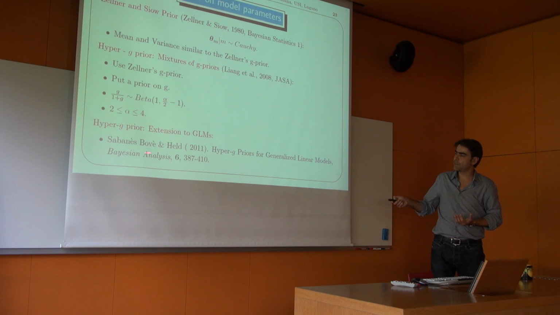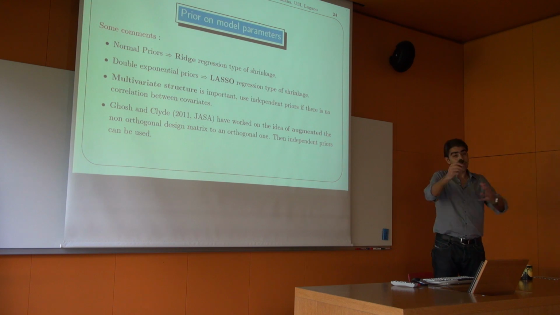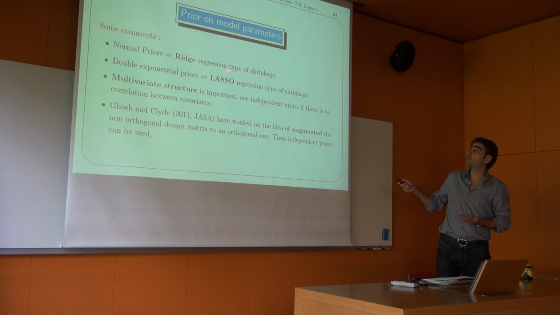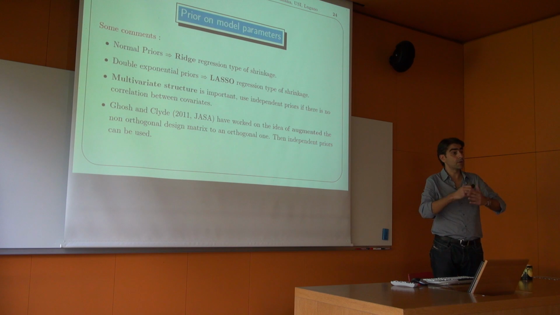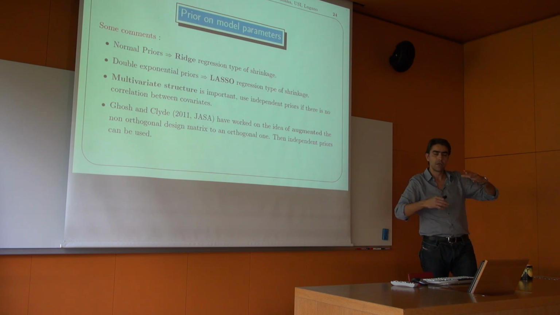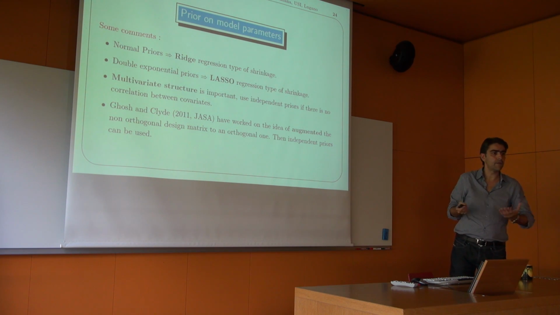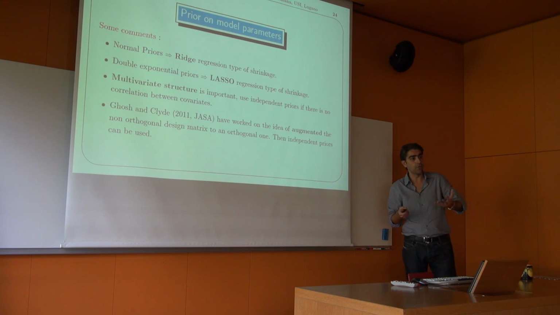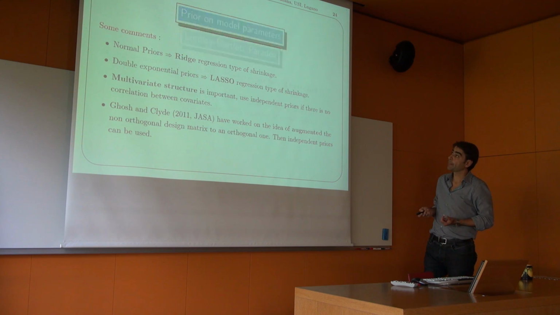Some years later, Bové and Held generalized this hyper G for GLMs. And also, we can connect the priors with different shrinkages. For example, if you use double exponential priors on the coefficients, then you end up with a lasso regression type. So you can have shrinkage types of priors. You can have many, many different things. And unfortunately, there is not enough time to go through all this information.